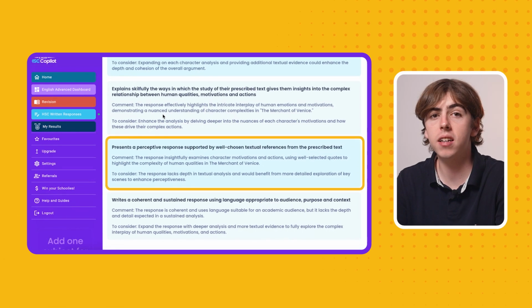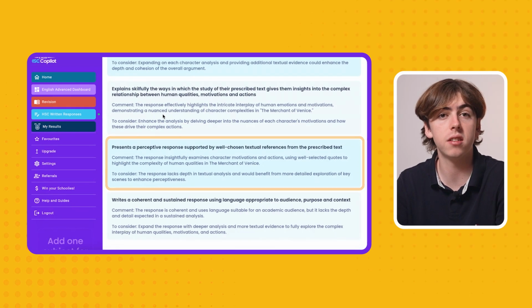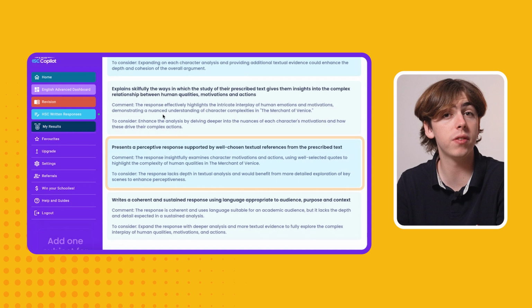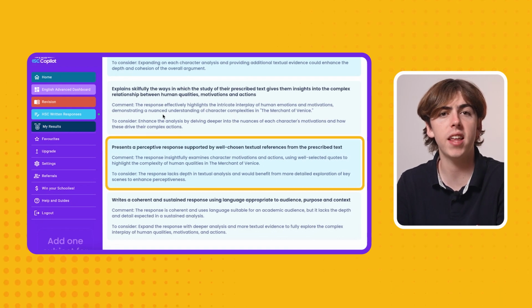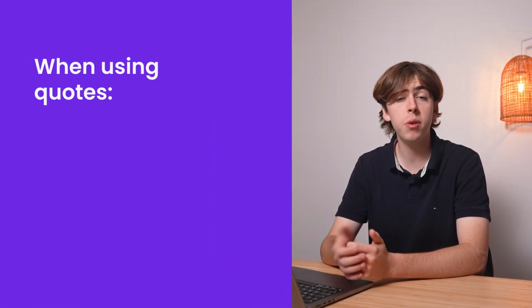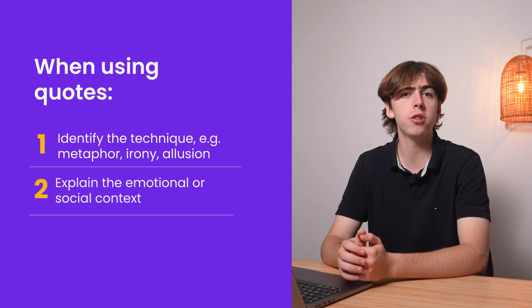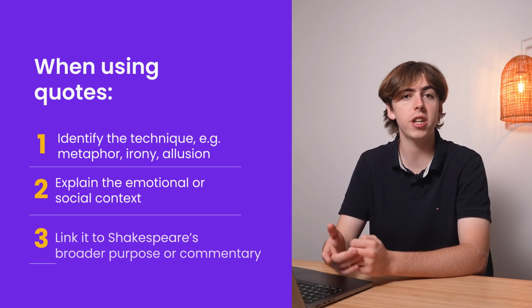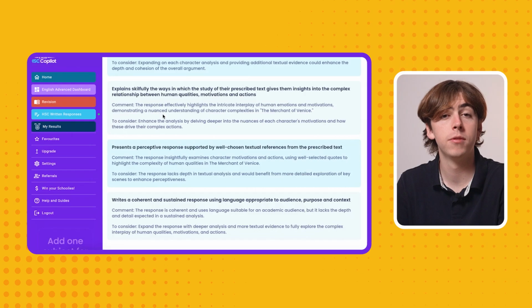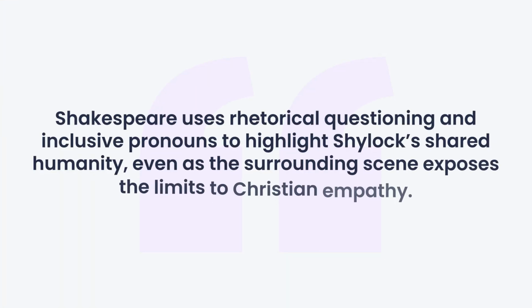There is also feedback on the use of textual evidence and analysis. The tool recognizes that the essay uses relevant quotes, but it also flags that they aren't explored deeply enough. So when you include a quote, you need to identify the technique. In other words, is it a metaphor, irony, or allusion? Explain the emotional and social context, and link it to Shakespeare's broader purpose or commentary. So for that quote, you might say something like, Shakespeare uses rhetorical questioning and inclusive pronouns to highlight Shylock's shared humanity, even as the surrounding scene exposes the limits to Christian empathy.